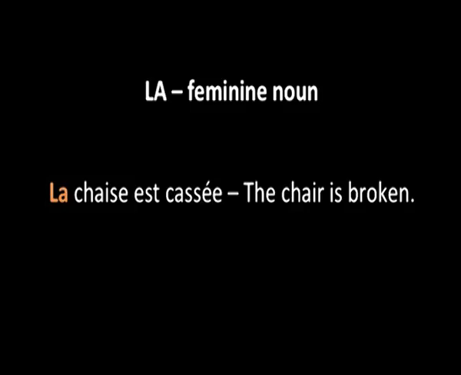La is placed before a feminine noun. For example, la chaise est cassée. The chair is broken. In this sentence, chaise is a feminine singular noun which is preceded by the feminine definite article. If you notice the English equivalent, you will see that both times le and la are translated as the. In French, one has to pay attention to the gender of the noun before placing a definite article before it.